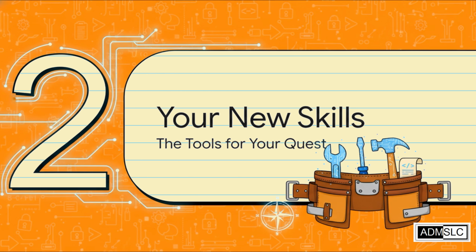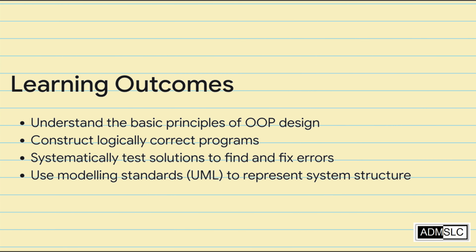So, what awesome new skills are you going to pick up along the way? Think of them as powerful new tools you're adding to your programming tool belt. They're the essential gear you're going to need for this quest. And listen, this is about so much more than just typing out code. You're going to learn the why behind it all, the core principles of really good design. You'll be building programs from the ground up, testing them like a pro to hunt down bugs, and even creating visual blueprints for your software using something called UML. The real takeaway here is that you're not just learning to code, you're learning to be a real software craftsman.